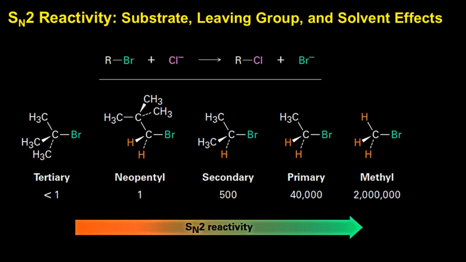Now let's take a look at how different alkyl halides compare using actual reaction data. This chart shows the SN2 reaction rates of various alkyl bromides reacting with chloride ions. And the trend? It's super clear. Tertiary alkyl bromides barely react at all. Neopentyl bromides, same story, way too slow. But as we move to secondary, then primary, and finally methyl bromides, the reaction rate shoots up. That's the power of structure in SN2 reactions. Even small differences can cause huge changes in how fast the reaction goes.